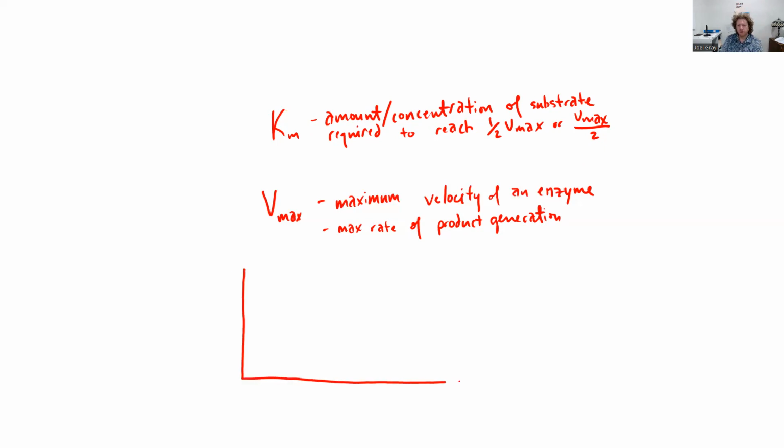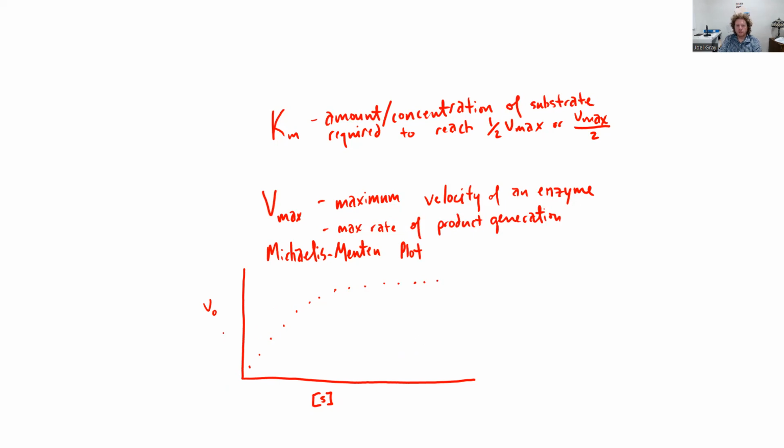I think that the best and easiest way to understand these two kinetic parameters, and the reason that I always like to think about them together, is to look at a Michaelis-Menten plot. The Michaelis-Menten plot has a y-axis of initial velocity versus an x-axis of substrate concentration. If an enzyme follows Michaelis-Menten kinetics, it's going to generate a plot that looks a little bit like this.